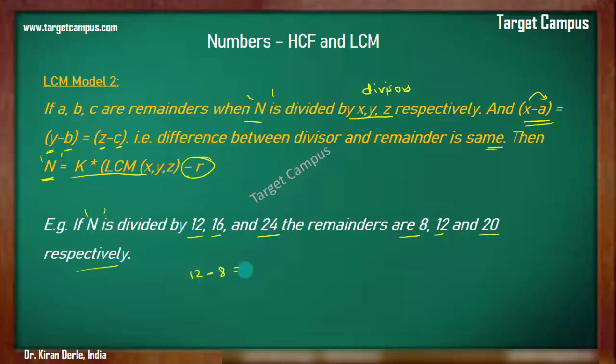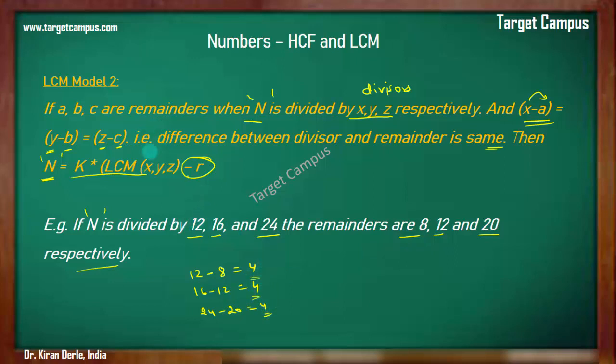12, the remainder is 8. What is the difference? 4. You can see the 4. When divided by 16, the remainder is 12, and the difference between divisor and remainder is 4. When divided by 24, the remainder is 20. Still the difference is 4.